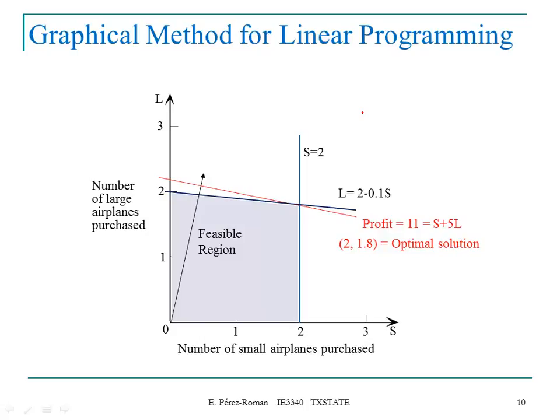Correct. So 1.8 is not an integer solution. So you're basically saying you're going to buy 2 small airplanes and 1.8 large airplanes. That doesn't make sense. Okay? So the methods that we already learned in class are not working when you have a problem that has integer variables, in which you have to say the solution has to be integer values. So this solution is optimal, but it's not optimal for the integer programming type of models.